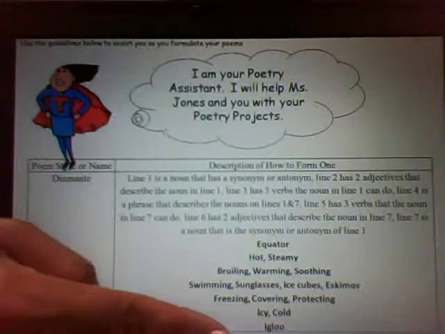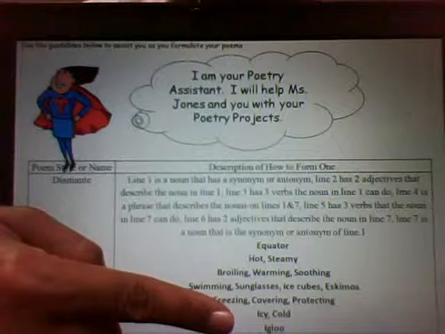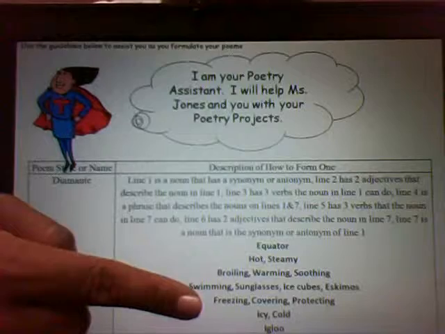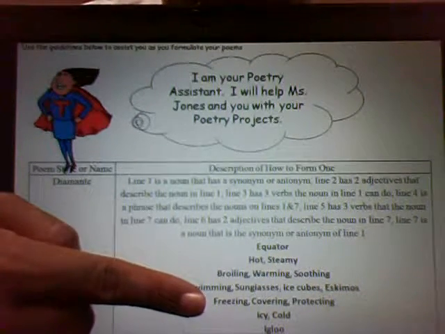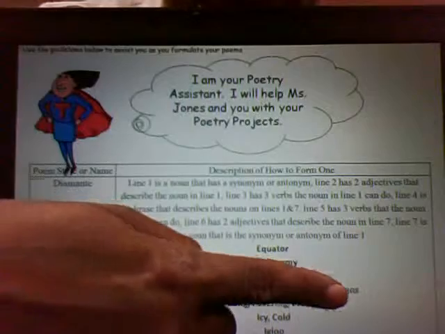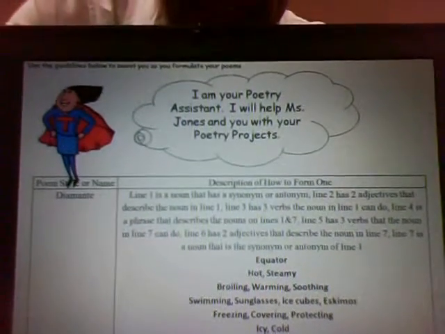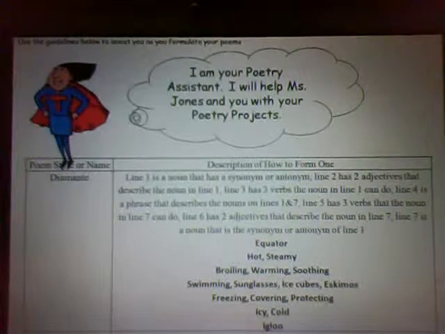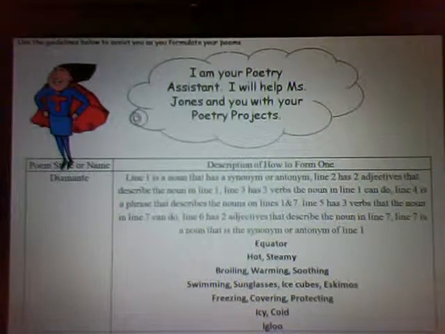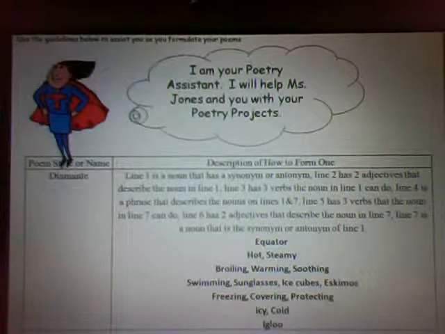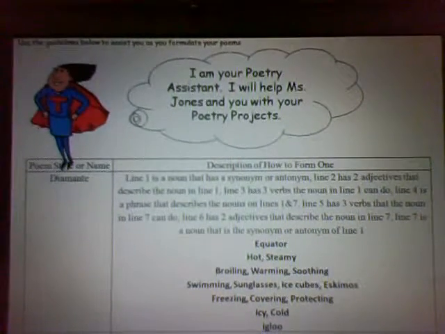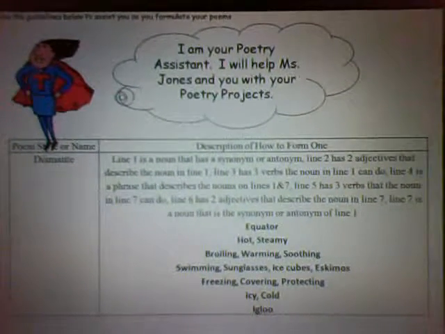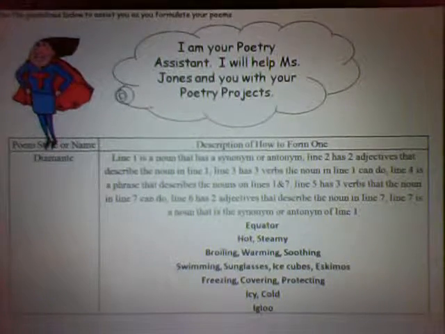On the bottom, we have our igloo. How do we describe it? Igloos are icy and cold. What do they do? Freezing, covering, protecting. Those are verbs. And then we have this line in the middle. That's a phrase. And actually, it ties both sections together. So when we think about hot and cold, we think about the equator and igloos, we realize swimming, sunglasses, ice cubes, Eskimos, those are things related to both ends of the poem. So that line in the middle draws them all together.